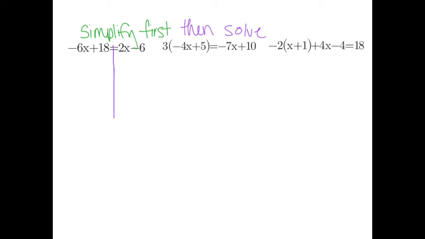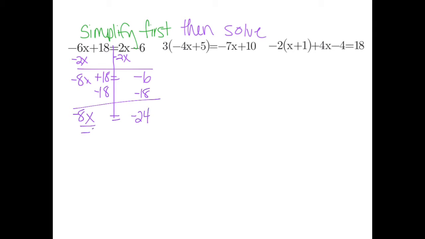Some of you may have learned to put a bar down the equation, and that just helps organize your work when you are moving through the solving. So I chose to subtract 2x from both sides because I just like to keep my variables on the left. You also could have added 6 to both sides. Please make sure that you are careful with your negatives that need to come down when they do need to come down. And we're just going to keep solving now by subtracting 18. So -8x equals -24. We divide both sides by -8. x equals 3.